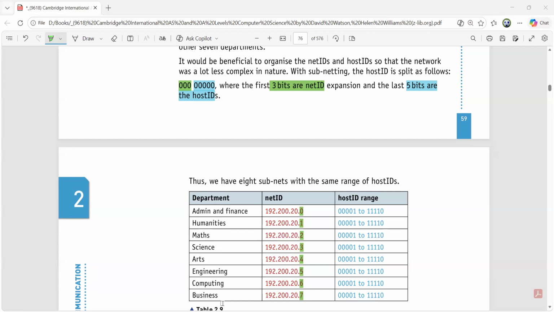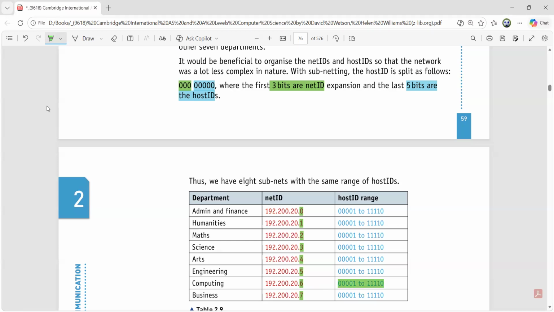Without subnetting, what is happening? The moment I join the department, I join the university, I'll be assigned an ID based on availability. But if subnetting is being done, then I will become a part of 192.200.20.6. So even the person who is working as the network administrator will know that computing is starting from dot six. And I will then be given a host ID based on availability.